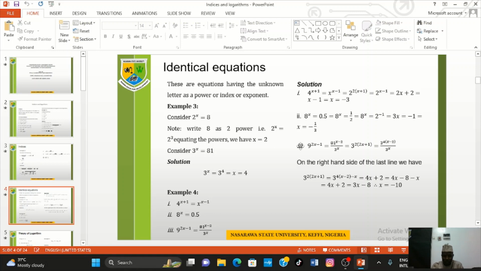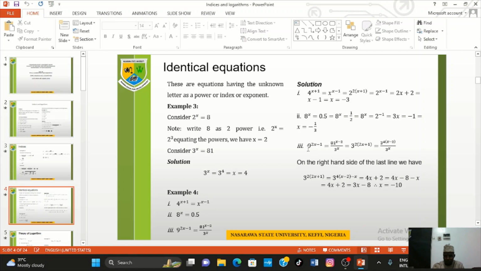Then the next one: 9 raised to the power of 2x minus 1 equals 81 raised to the power of x minus 2, all over 3 raised to the power of x. So in this case, when you observe this particular expression, the smallest base here is 3. You would think of the possible way to make all of them the same base.